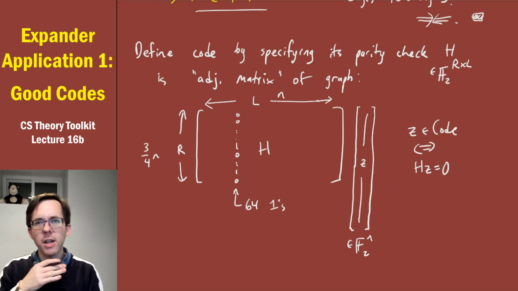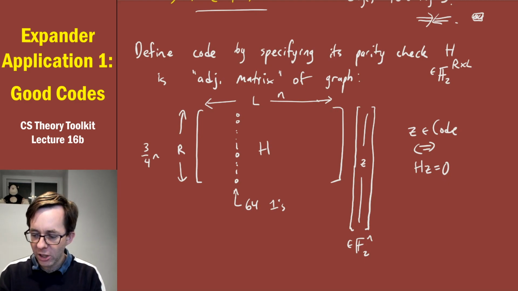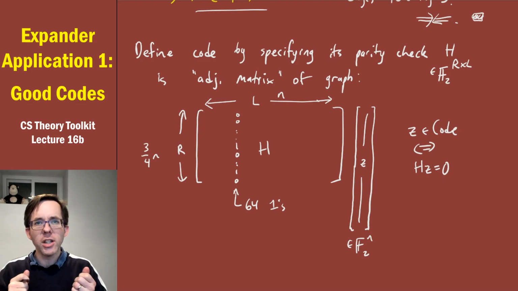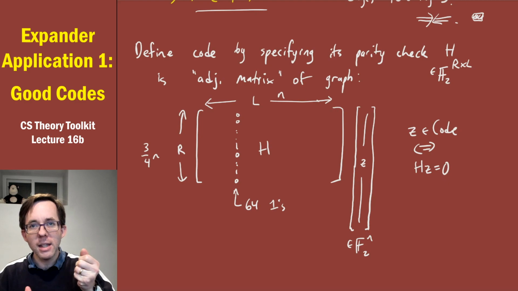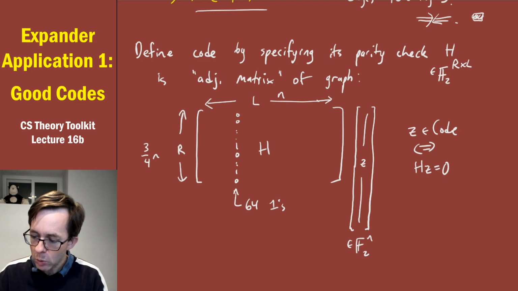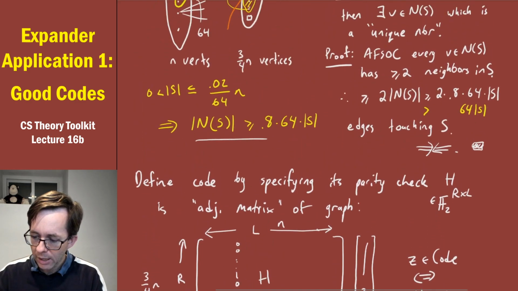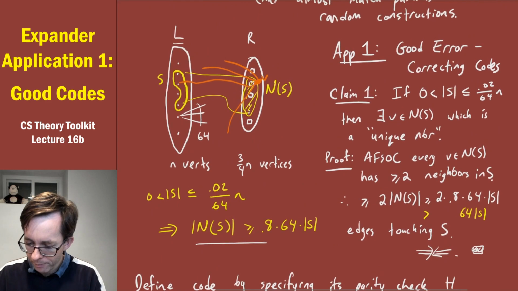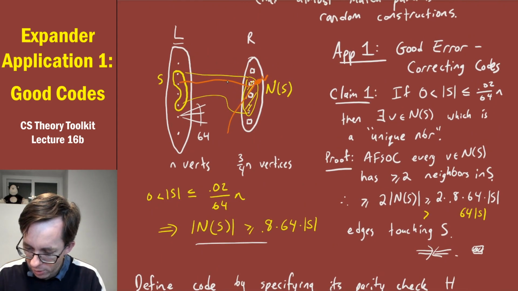Okay, so z is a 0-1 vector, and these H's rows are 0-1 vectors as well. And each of them you dot product against z, and to be a codeword, all these dot products should be 0. Now let me explain it to you with the picture. If you think about that, what does it mean? Let me try to get rid of this orange stuff here.